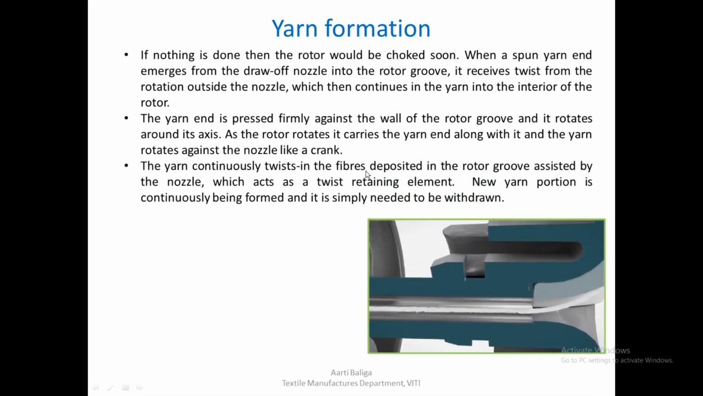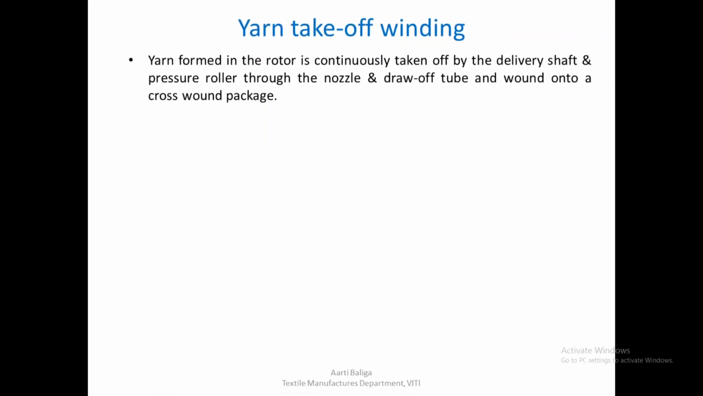The yarn continuously twists in the fibers deposited in the rotor groove, assisted by the nozzle. The nozzle is another piece which we shall see in detail. It is an important piece. It helps the rotor groove in depositing as well as withdrawing, and acts as a twist retaining element. New yarn portion is continuously being formed and it simply needs to be withdrawn. As new portions of yarn are continuously formed as the fibers keep entering the rotor, it is a simple matter of withdrawing the yarn and taking it onto a package.